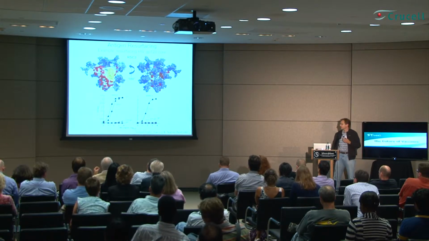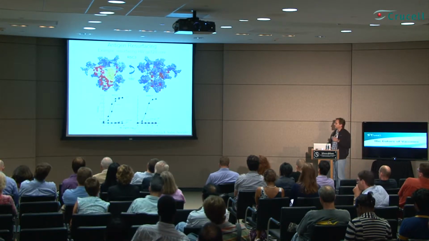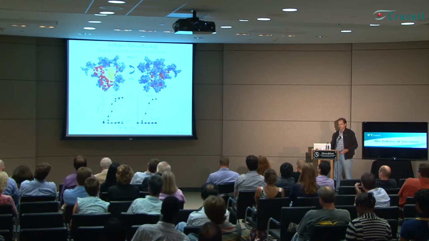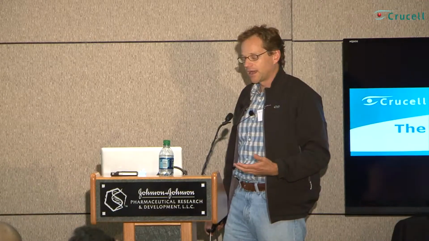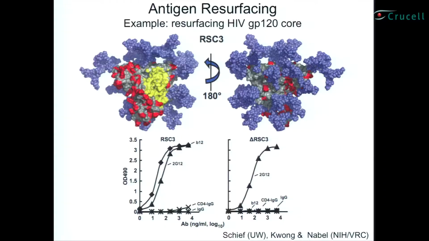Then I just want to touch on one other sort of technology that has been useful already in publications, and I think potentially could be helpful in terms of immunofocusing. And this is the idea of antigen resurfacing. It's a pretty simple idea. It's been around for a while. We started, in a conversation with Peter Kwong and George Shaw, I suggested it for GP120.